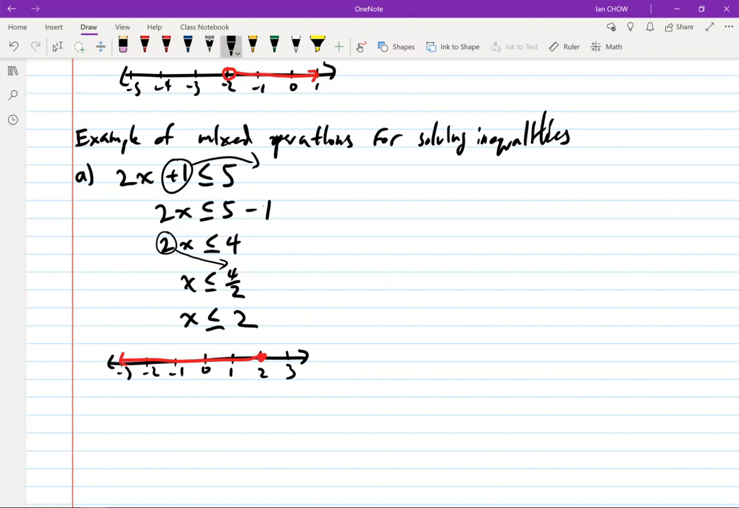Now let's do one more together. I'm going to show you the answer straight away, and afterwards I'm going to give you 3 other examples to do on your own. And so for B, let's say that we have 5 minus 3x is less than or equal to 20.